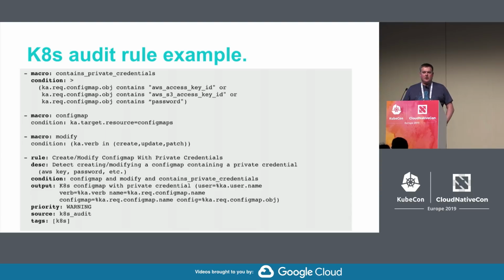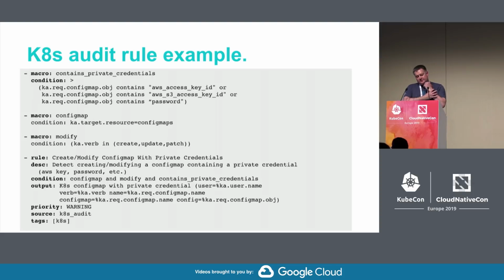Obviously, if you put your password in your config map, but you didn't name it password, we won't find it. But if you did that, you're probably not dumb enough to put your password in the config map in the first place. So I'm not worried about those guys. We're worried about the slightly dumber guys. So that's the first macro. The next macro is basically just called config map, and it's saying, is the target resource config maps? Again, for each of these fields, we're extracting that data out of the JSON audit event we already showed you. Okay?